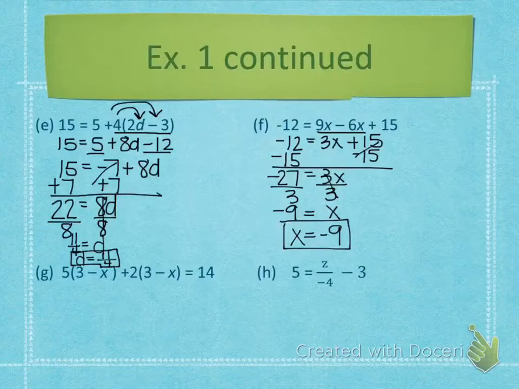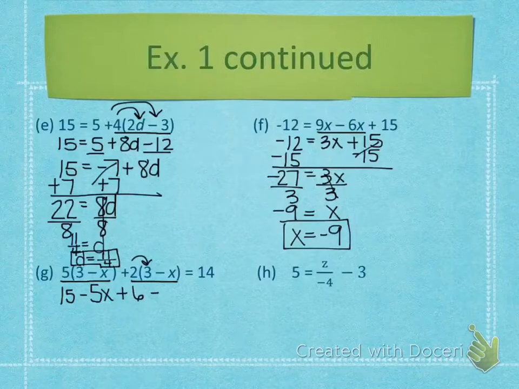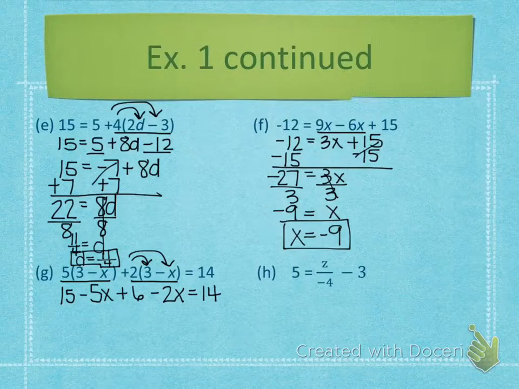All right. Now look at letter G. Are we going to panic when we see letter G? No. We're going to do what twice? The distributive property. We're going to do the distributive property twice. So 5 times 3 is 15, minus 5 times x, which is 5x, plus 2 times 3, which is 6, minus 2 times x, which is 2x, and that equals 14. All right, did I lose anybody? We're just distributing, okay? Now, do we have like terms we can combine? Yes, we actually have 2 sets. We've got 15 and 6, and we have negative 5x and negative 2x. So we have 21 minus 7x equals 14.